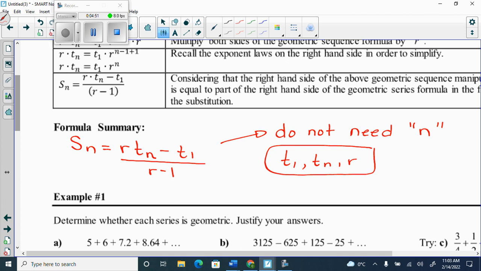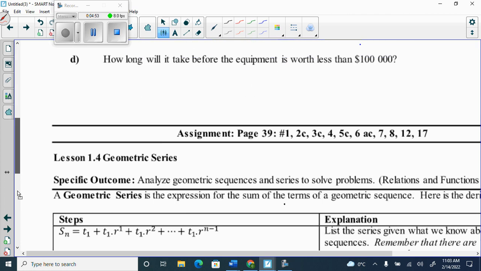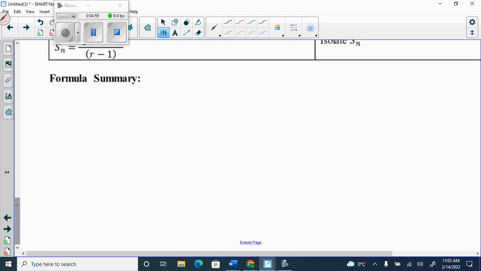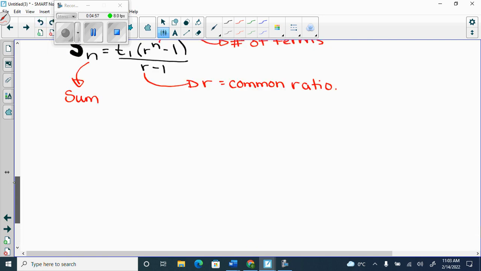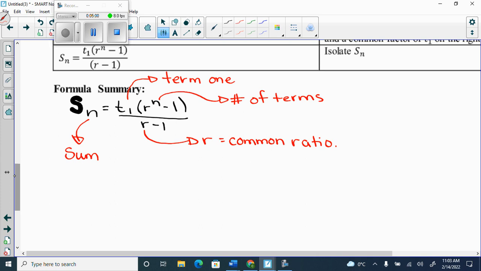Let's go back the page previous. Oopsies. So for this one, I use it if I don't have what? Tn this time, right? This time I have to have n, T1, and r. So I do not have Tn, but I do have n, T1, and r.